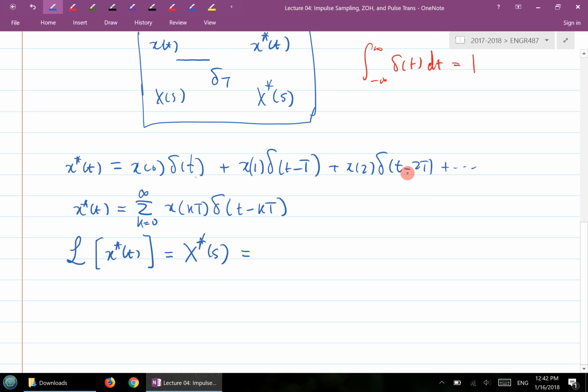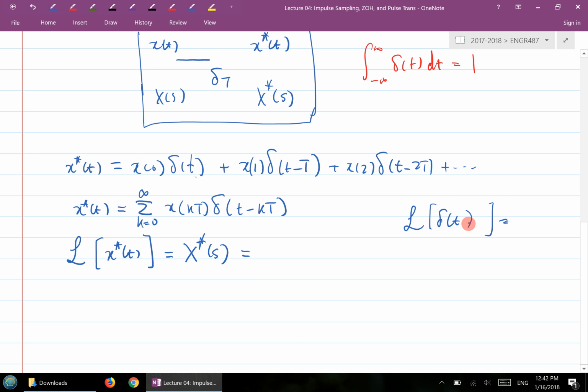We do need to make use of one property of the Laplace transform. If you recall, when you take the Laplace transform of, for example, delta t, I don't know if you remember, what is that? It's just 1, right?